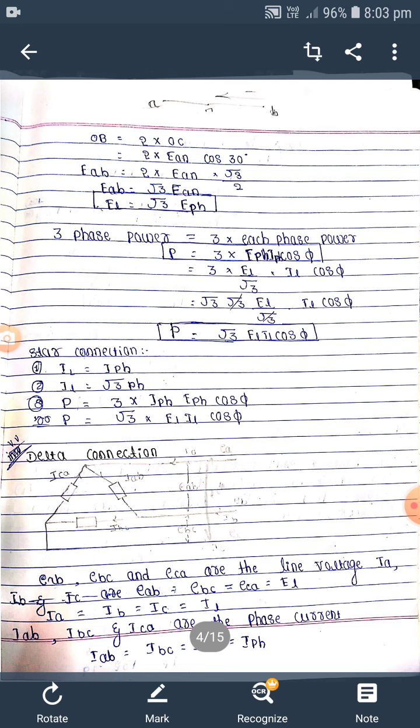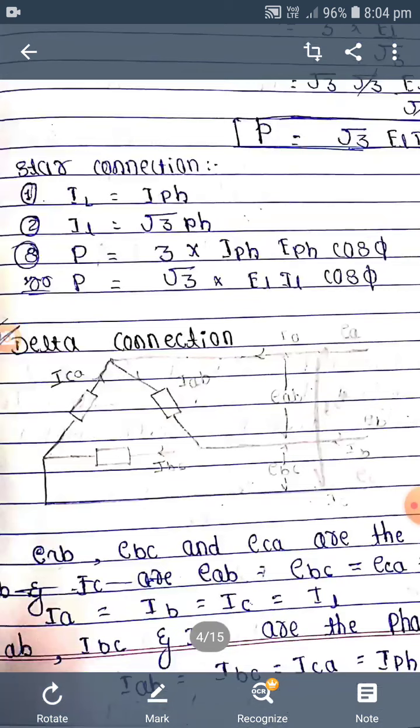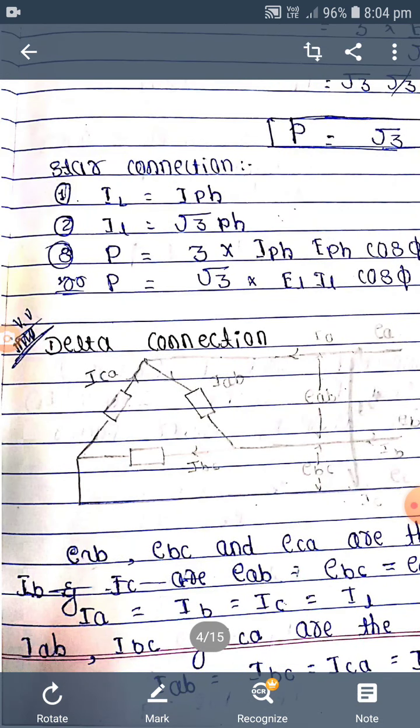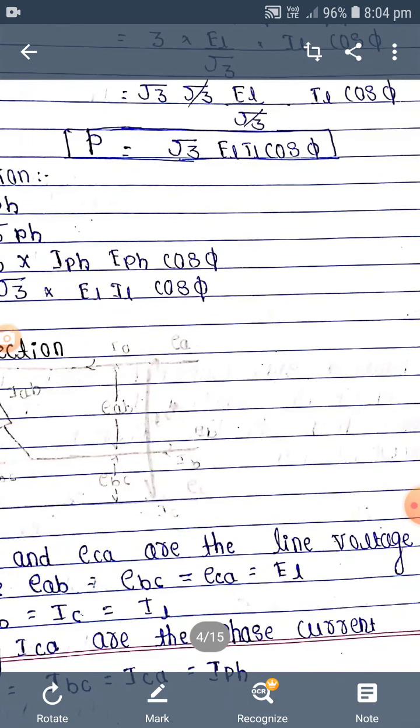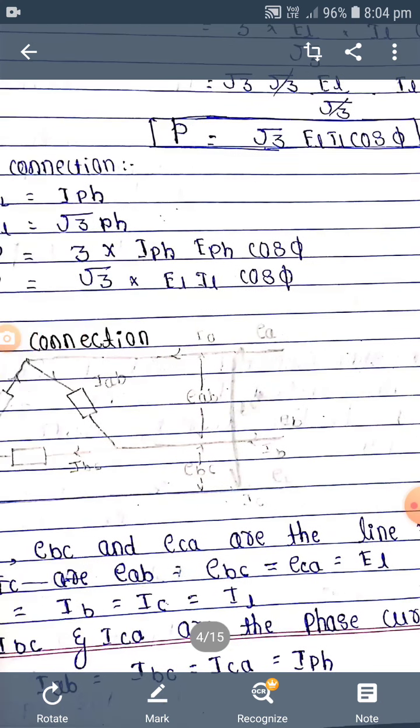One end of one impedance and the other end of the other impedance are shorted. Like that we have to do. You can supply the three phase power at each of the shorted junctions. So now in this case EAB, EBC and ECA are the line voltages.